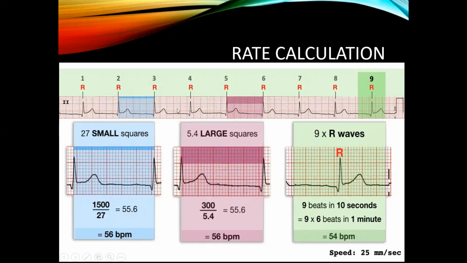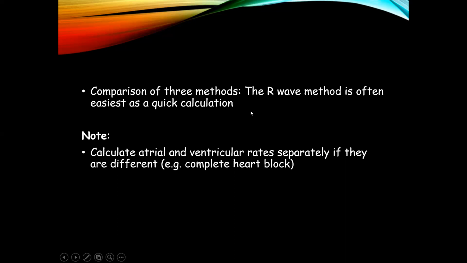Then this is the one that we just counted. So there were 9 R waves, and then we multiplied that by 6. So we get 54 beats per minute, okay? So you can decide to choose whichever method you're more comfortable with. I commonly use the large square method. So, comparison of three methods. The R wave method is often easiest as a quick calculation.